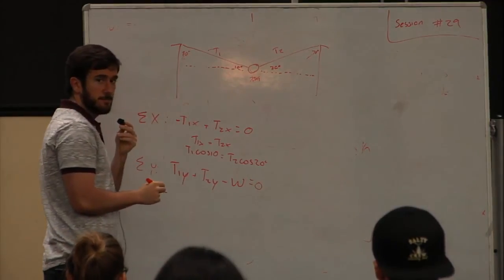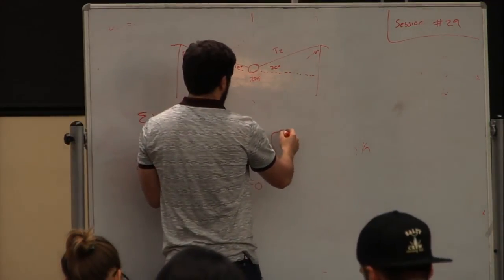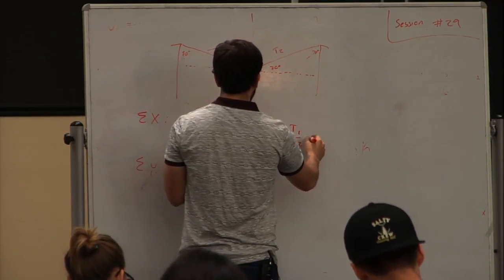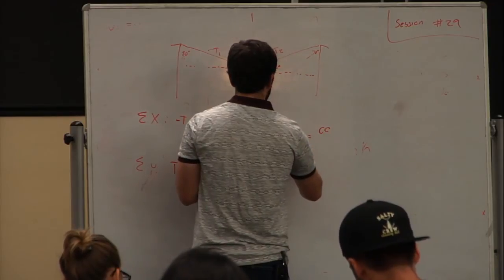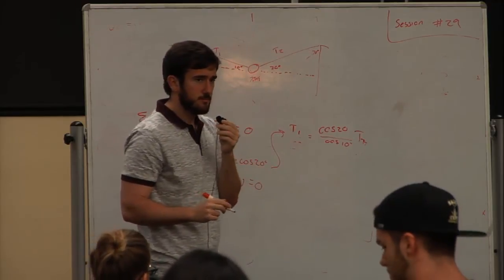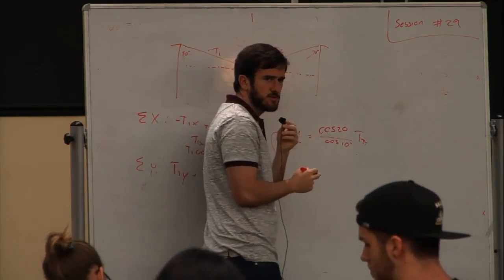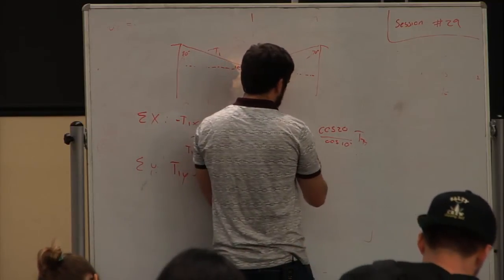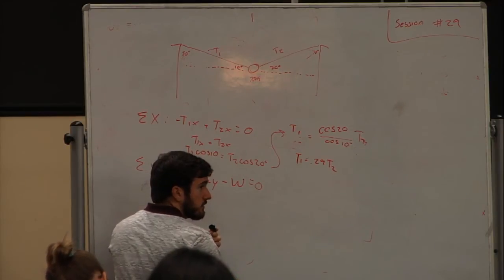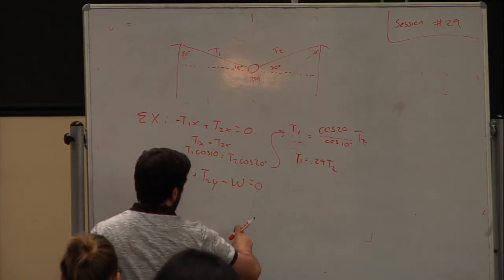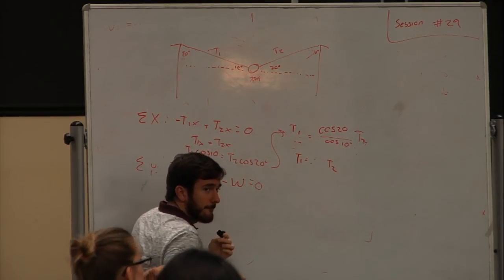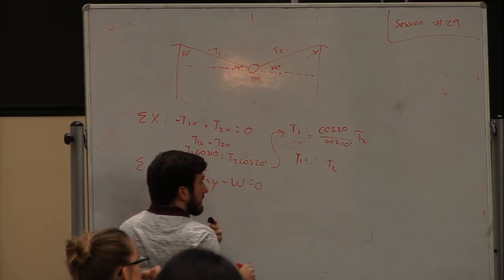Actually, I'm going to leave that T2 over there. 0.209. So cosine 20 divided by cosine 10. So T1 is 0.95. Okay. All right, so 0.95.